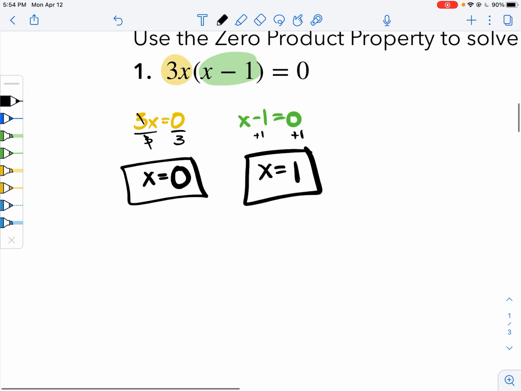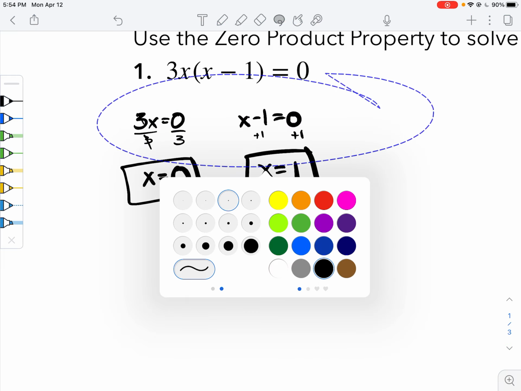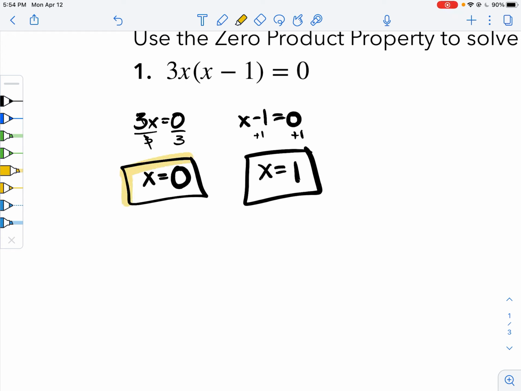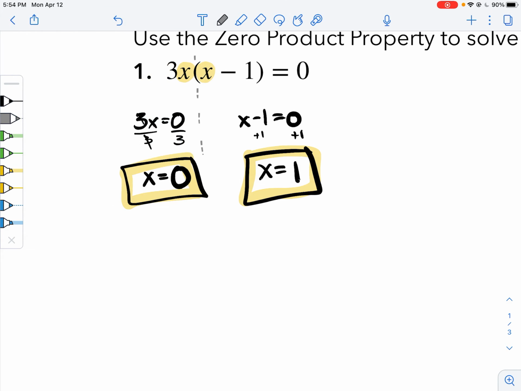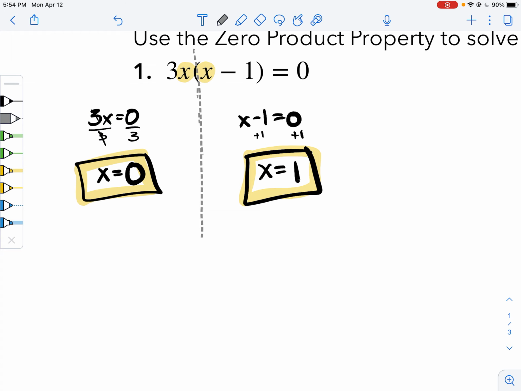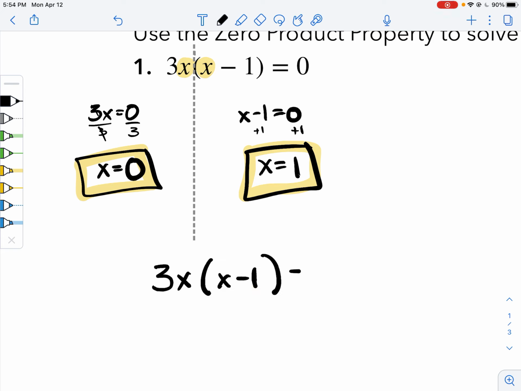Now we need to check. We check, remember, by plugging in x. Oops, sorry. I want to get rid of this color coding because that's the wrong color coding scheme to be using. Okay, know that either x equals 0 or x equals 1. Let's plug it in and see what we get. I want to use gray today. Pink. Okay. So we know 3x times x minus 1 equals 0.